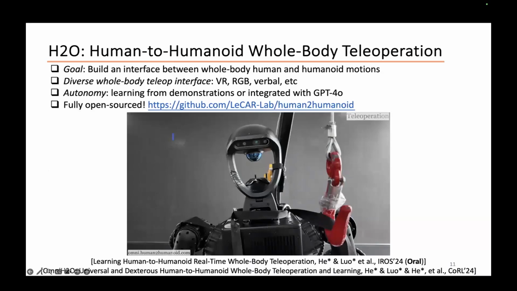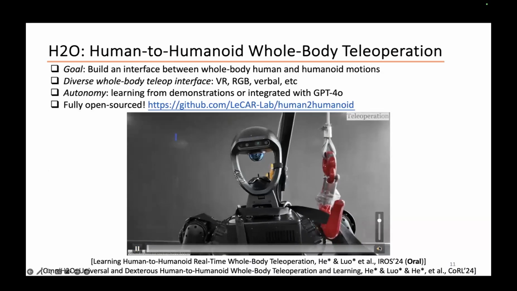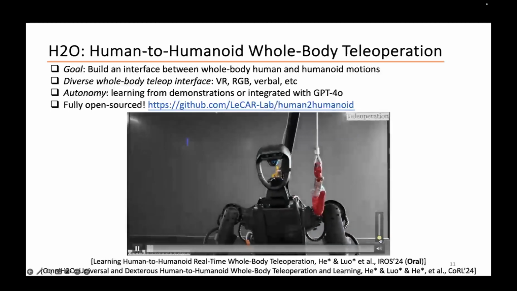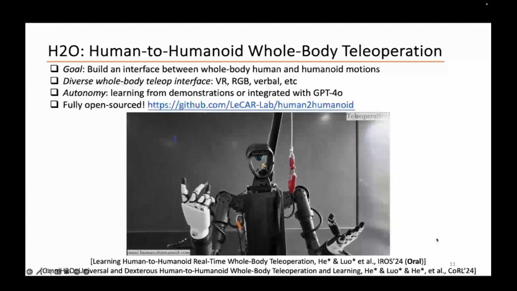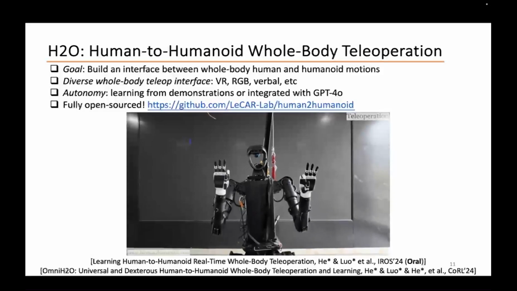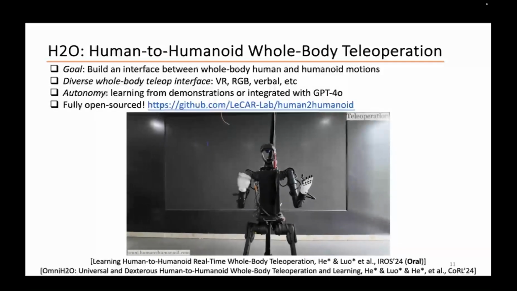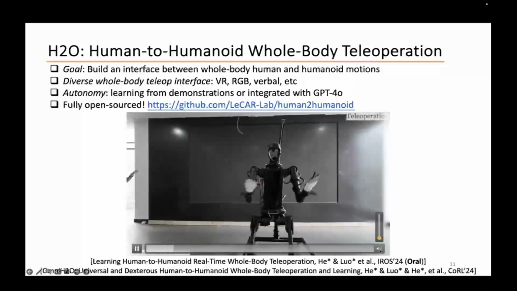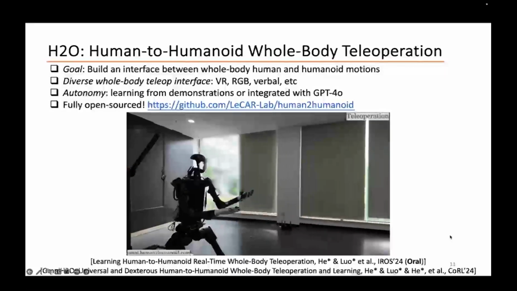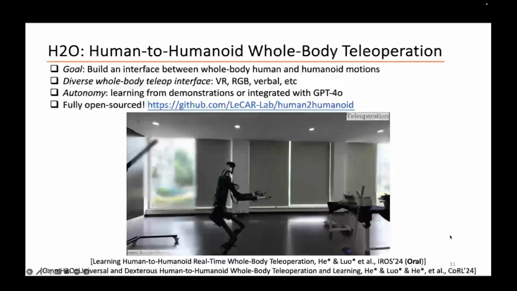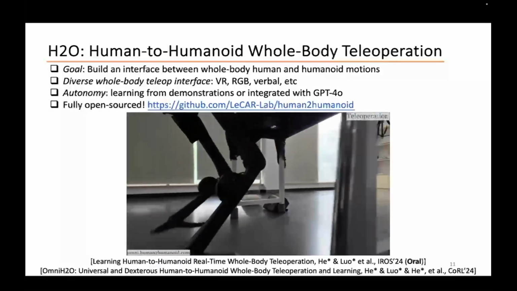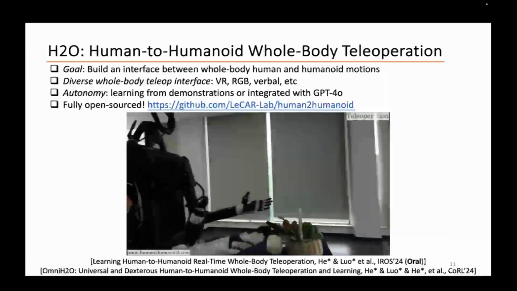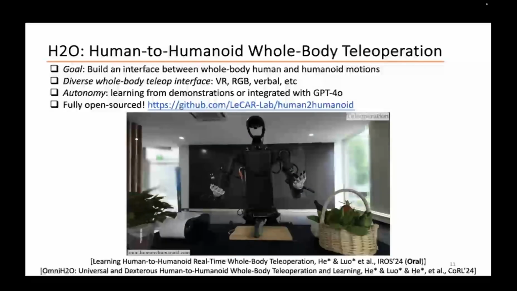Before I talk about details, I just want to play a teaser video. You can see in this video, my student is wearing an Apple Vision Pro to teleoperate the humanoid in real time, whole body, right? I want to emphasize this is not just upper body, it's whole-body teleoperation. We also control the lower body of the humanoid, and also the upper body and the fingers. The humanoid walks to the bench and starts doing some interesting tasks.